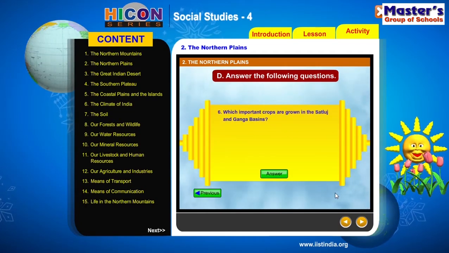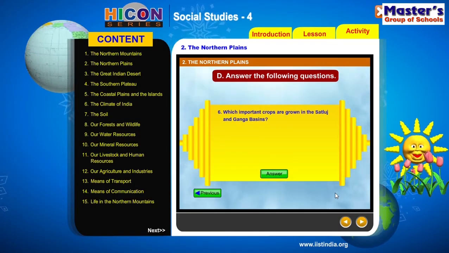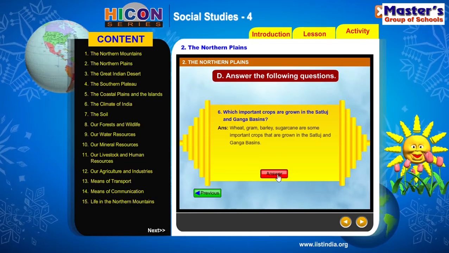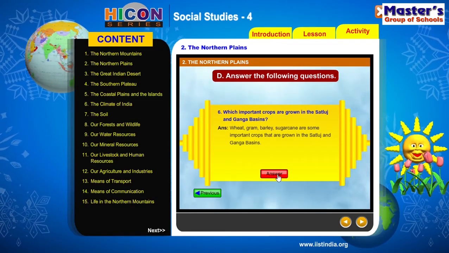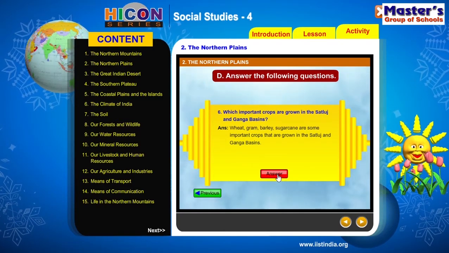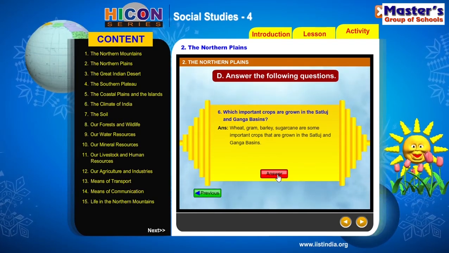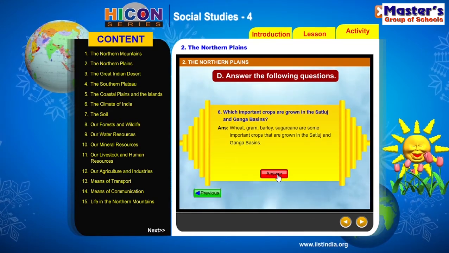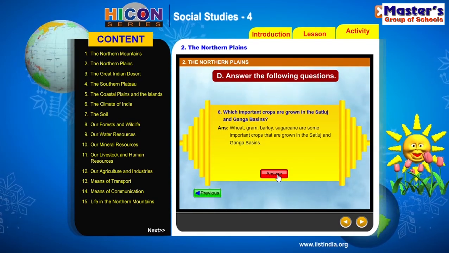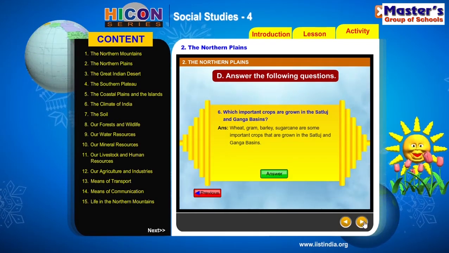Which important crops are grown in the Satluj and Ganga basin? Wheat, gram, barley and sugarcane are some important crops that are grown in the Satluj and Ganga basins. Gram means green gram, red gram, black gram, dal. Okay, so now we are done with the questions and answers. Move on to the next section.